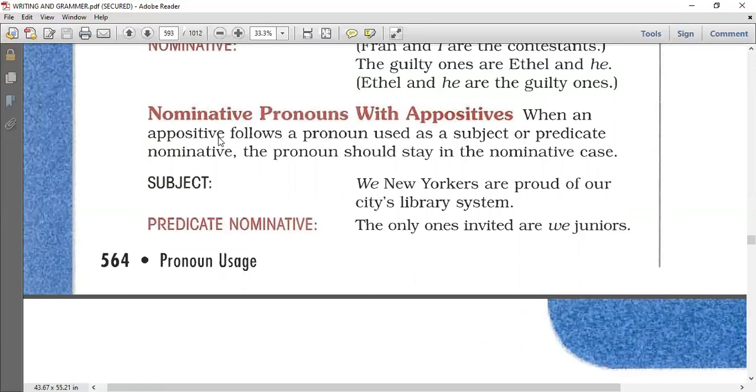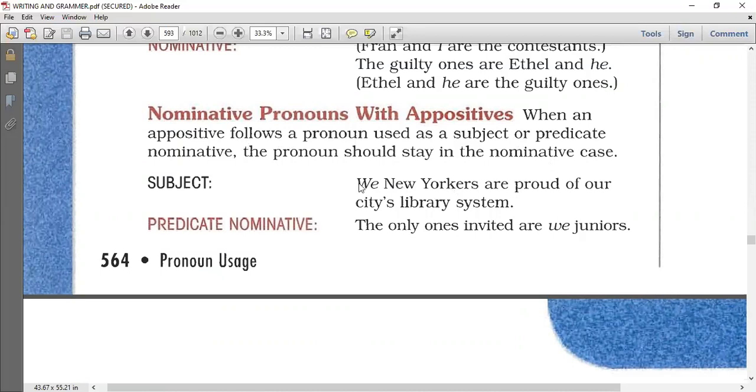When an appositive follows a pronoun used as a subject or predicate nominative, the pronoun should stay in the nominative case, like this example. We, who are we? New Yorkers. We, I mean New Yorkers. We New Yorkers, we can say us New Yorkers.